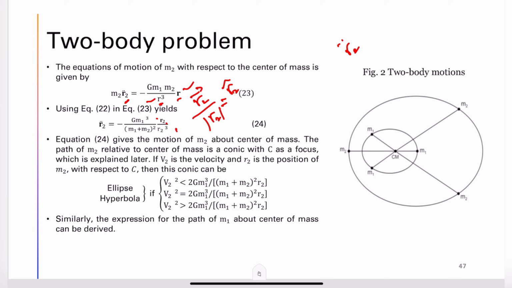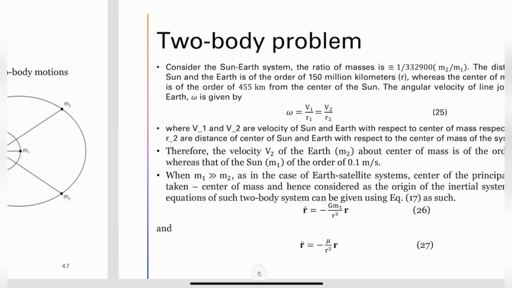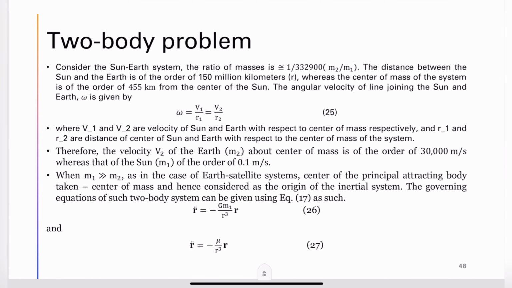This expression 24 gives the motion of m2 about the center of mass. The path of m2 relative to the center of mass is a conic. A conic is nothing but a cross section of a cone. When you cut the cross section of the cone, we can get a circle, an ellipse, a parabola or a hyperbola. You can get any of these. If you want to get an ellipse, then this condition has to be satisfied, and this condition has to be satisfied for the parabola, and the last one for the hyperbola. We'll see that in detail now.